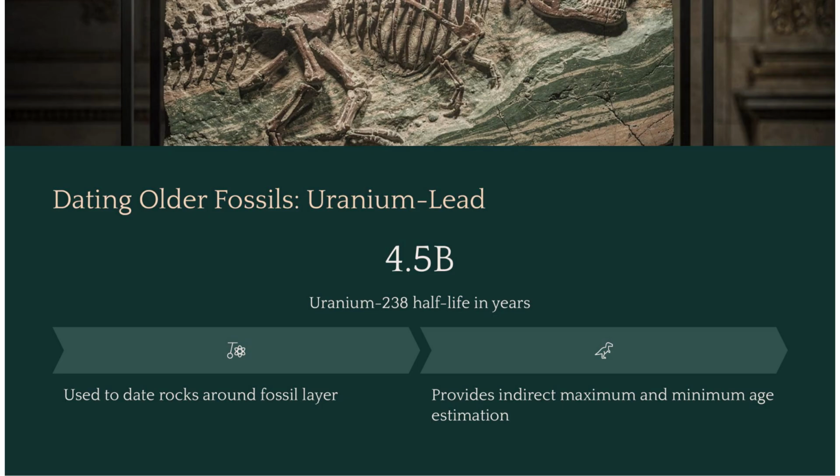If we need to go back further than 50,000 years, we turn to dating older fossils using uranium-lead. Uranium-238 has a massive half-life of 4.5 billion years. While it cannot date the fossil itself, it is used to date rocks around the fossil layer. This provides an indirect maximum and minimum age estimation for the fossils trapped within.